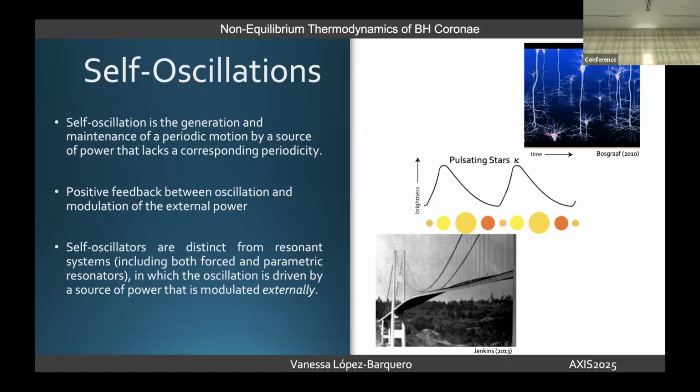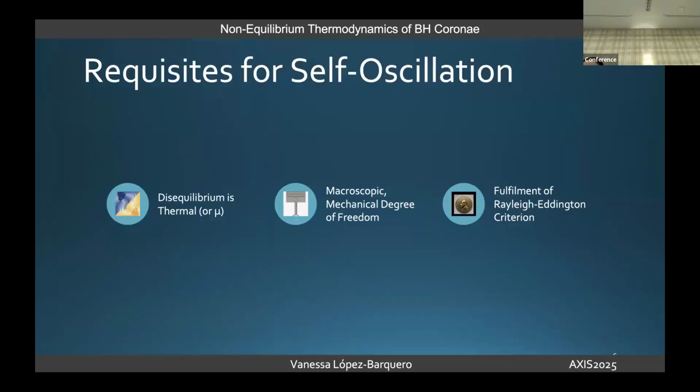This is a phenomenon that has been observed in different systems. For example, I put some pictures here of neurons, and if you know about the Tacoma Bridge, that was also a self-oscillation. But in the case of astronomy, we have pulsating stars, which have this kappa mechanism that is the one we're going to be basing our ideas on. So just to summarize, remember that self-oscillations can generate and, very importantly, maintain an oscillation, but the source of power doesn't have to have that periodicity. This sounds too nice, right? It's a really beautiful piece of physics, but we need to put it into the context where you have some requirements so that we can actually have it in the corona.